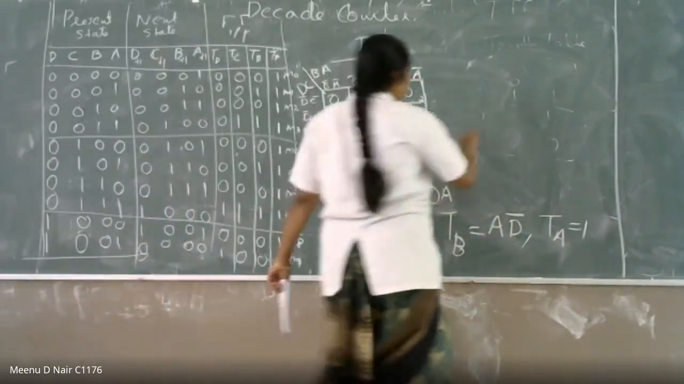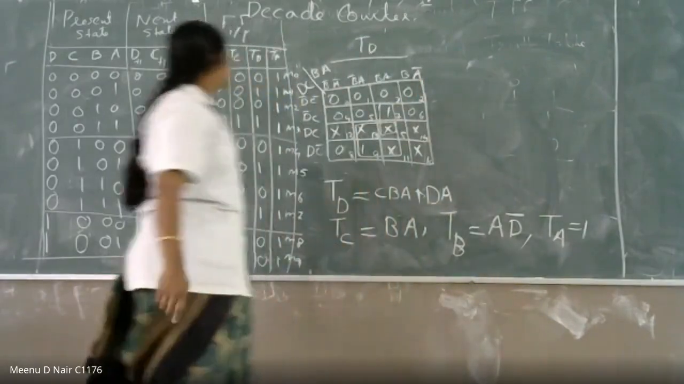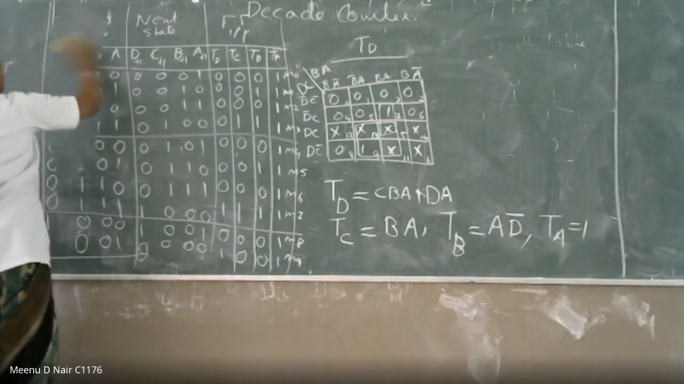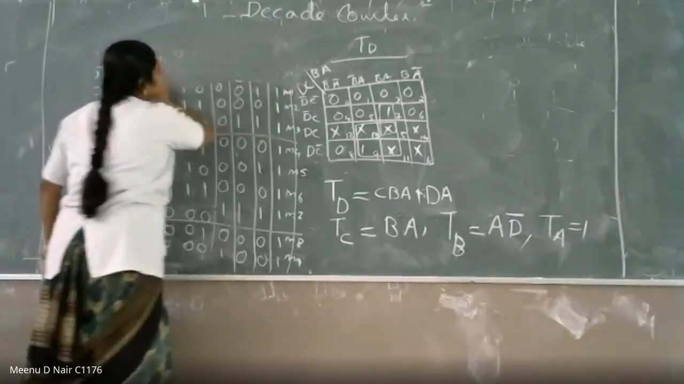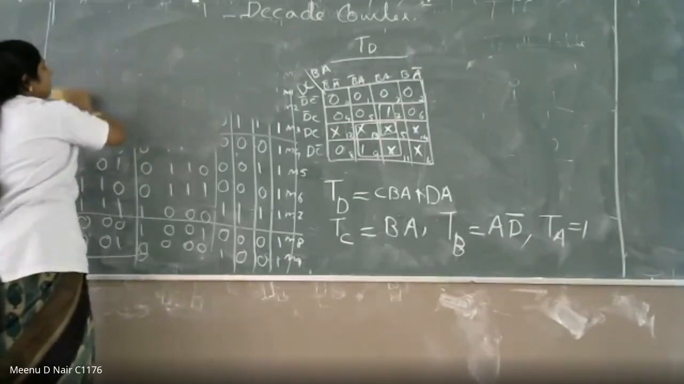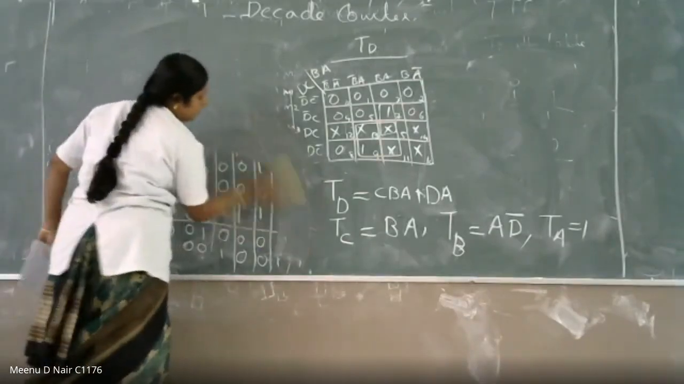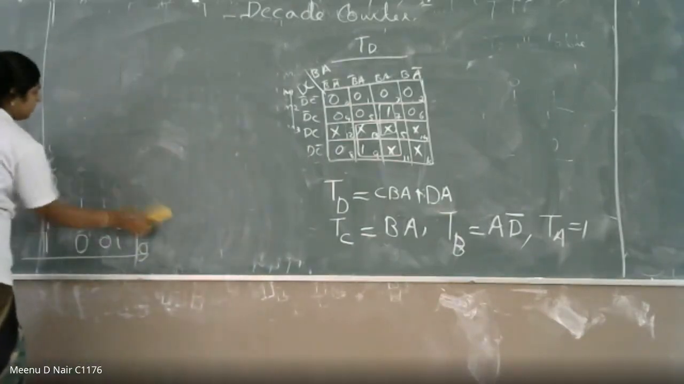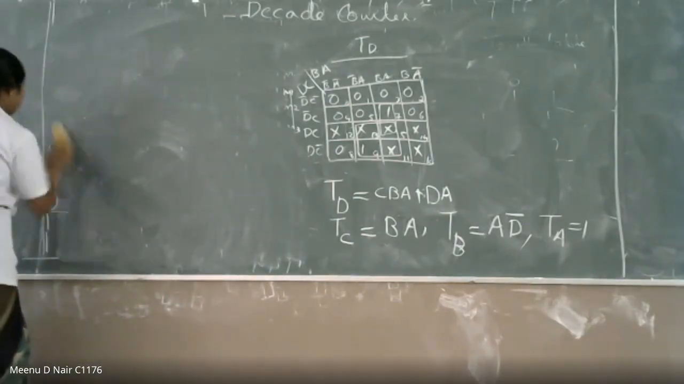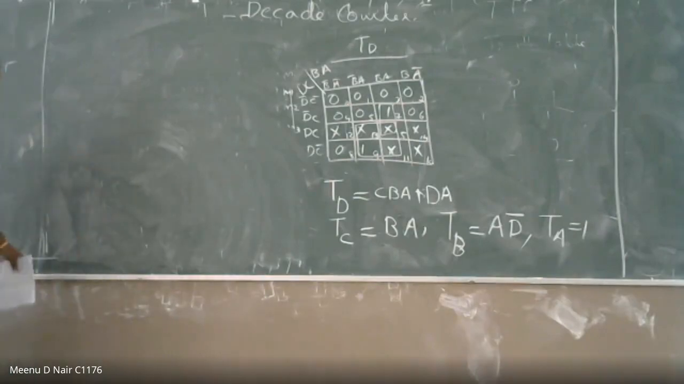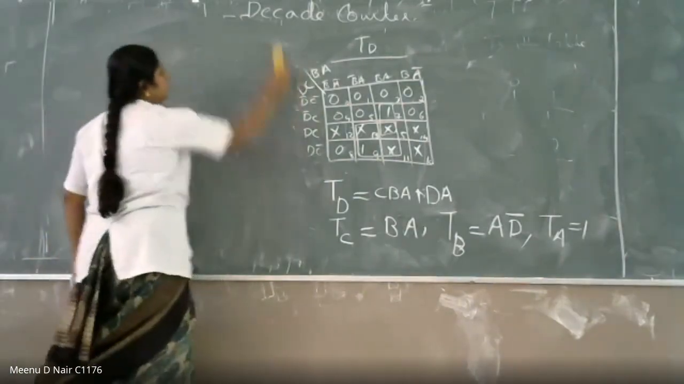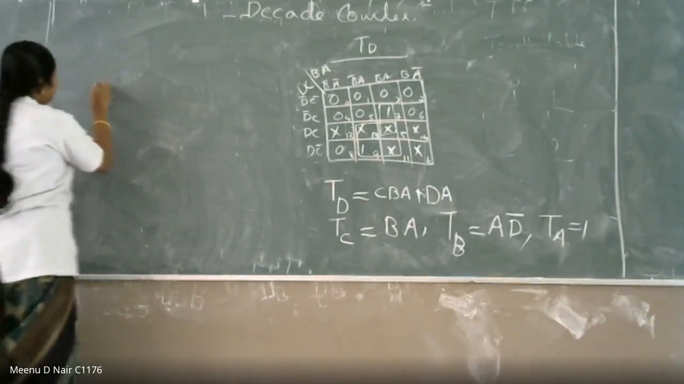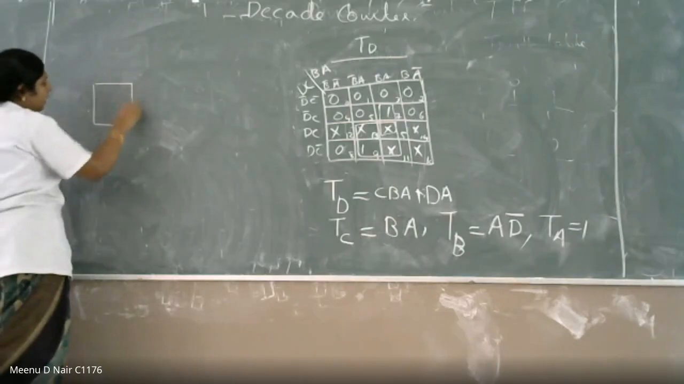Now what we have to do? We have to draw the circuit diagram. So we have to draw 4 flip-flops, right?